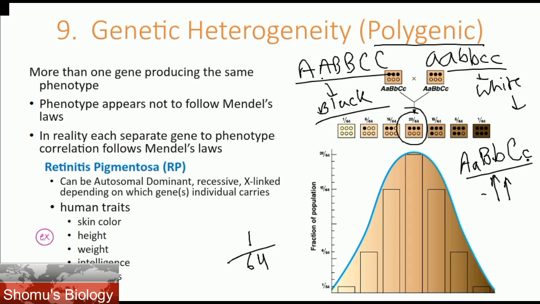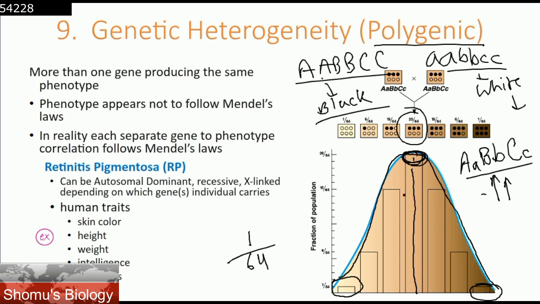So if you start putting these values in a graph, what we will find is that the lightest skin tone is lowest, the darkest skin tone on the other end of the graph is lowest, and there will be a bell-shaped curve where the maximum number of individuals in the population carry capital A small a, capital B small b, capital C small c.